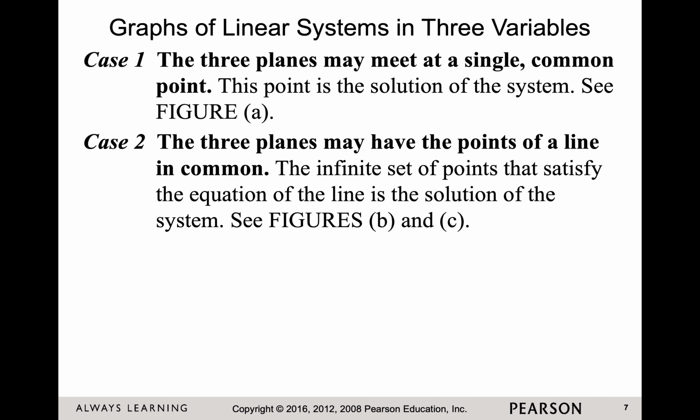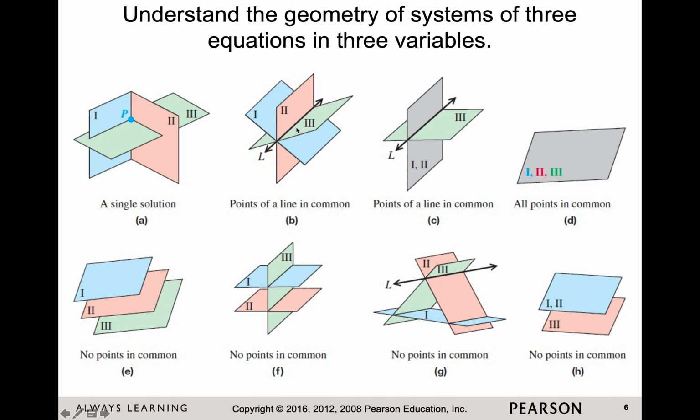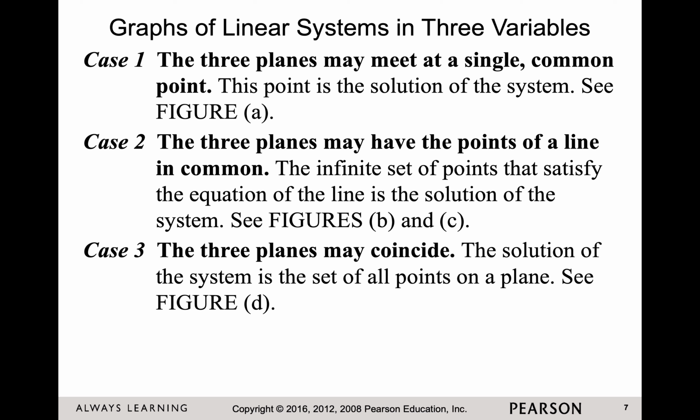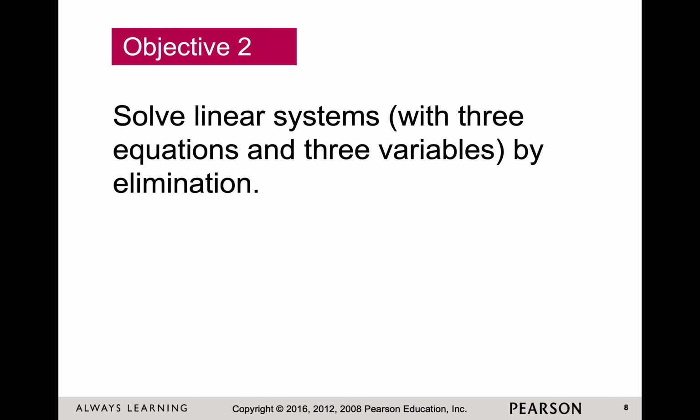So the common situation is the planes are going to meet at a single common point, or they're going to have points of a line in common. So that would be back in the image here. We have points in line in common or a single point. That's what we're focusing on here, these two cases. Case 3, the three planes may coincide, and in that case, the solution is all the points on a particular plane. Then they may have no points in common at all. So that would be like if we had lines that were parallel to one another in a 2x2 system.